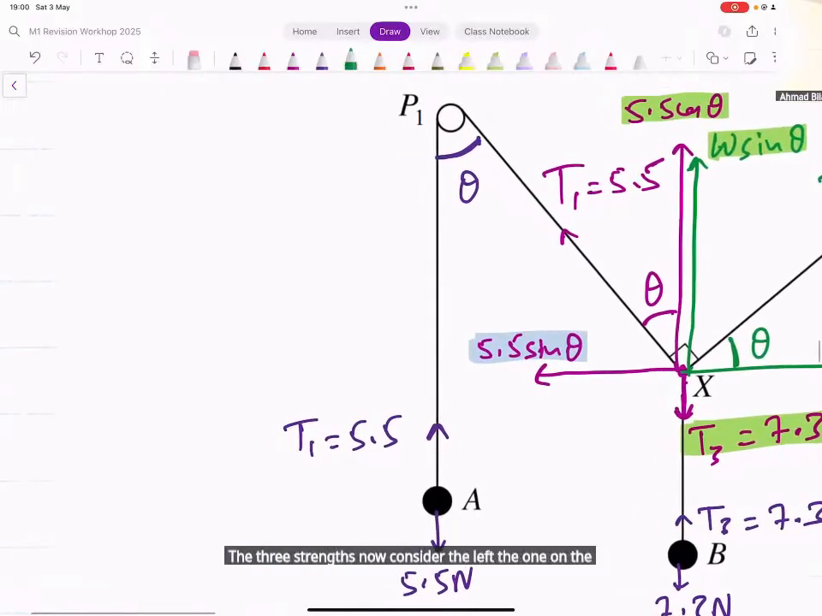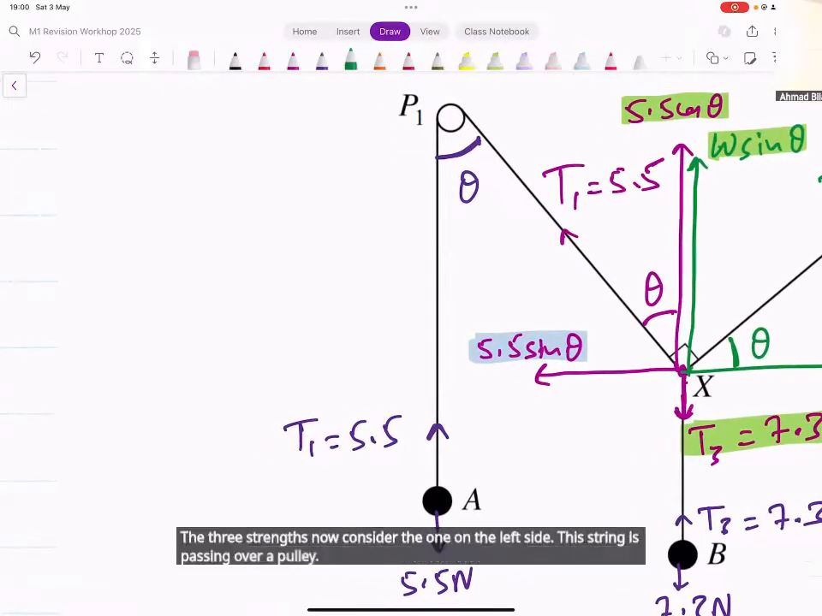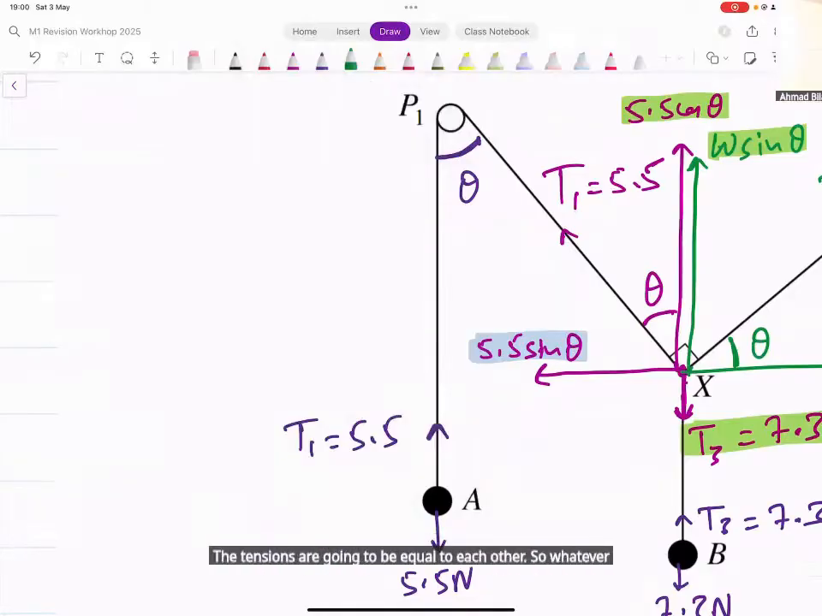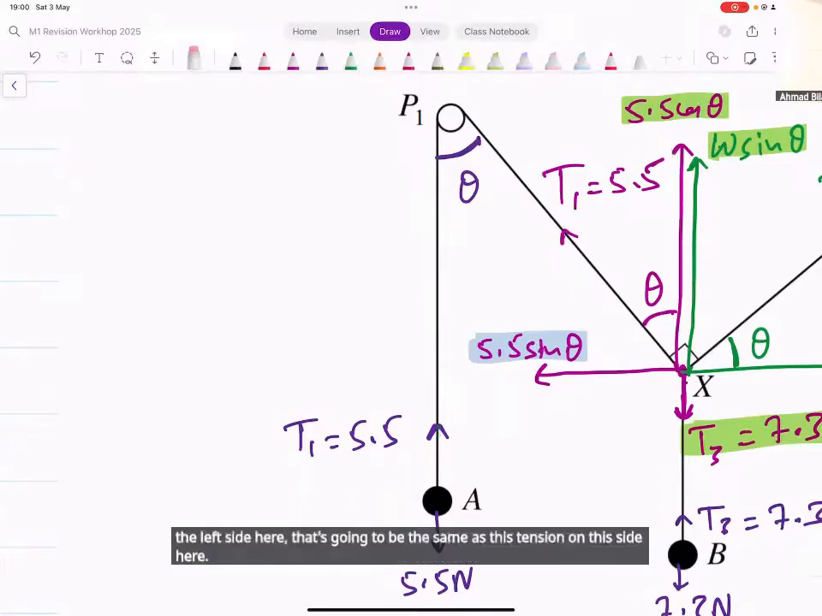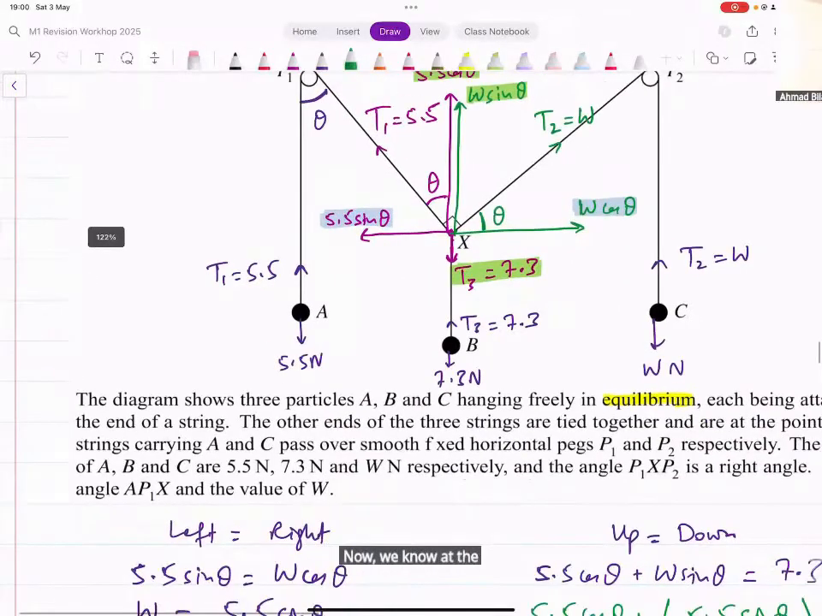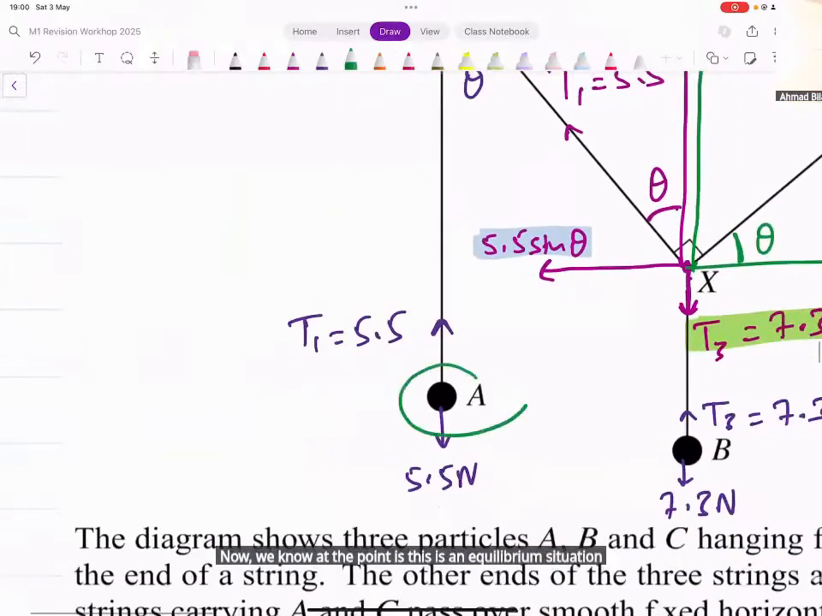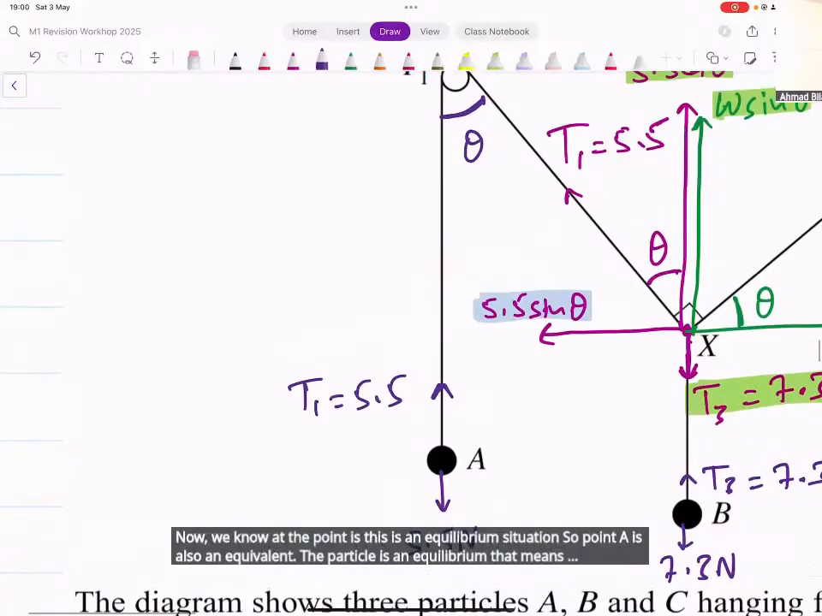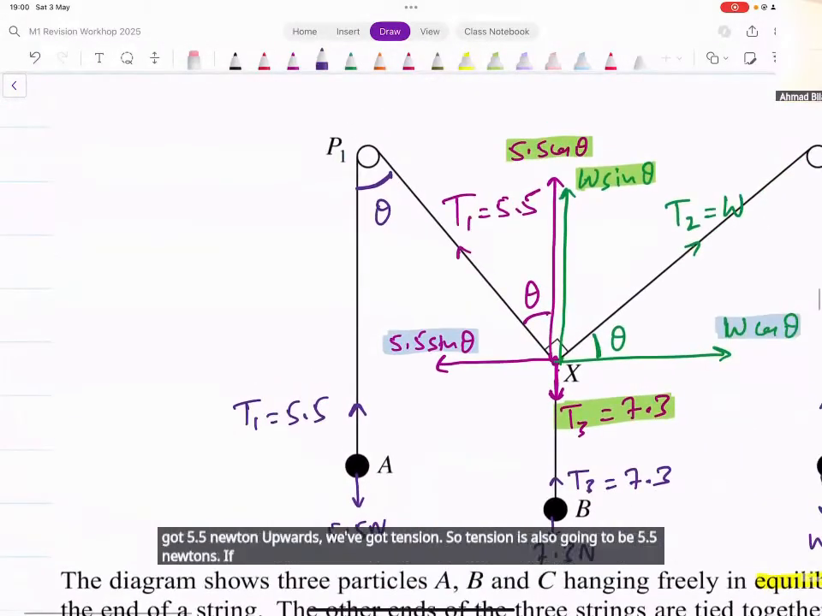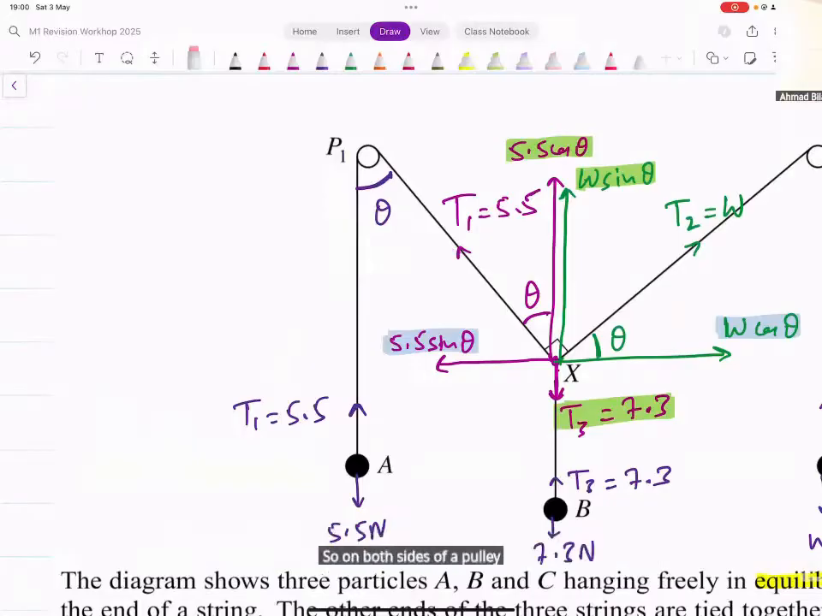This string is passing over a pulley. Now on both sides of the pulley, the tensions are going to be equal to each other. So whatever is the tension on the left side here, that's going to be the same as this tension on this side here. Now we know at the point A, this is an equilibrium situation. The particle is in equilibrium. That means downwards we've got 5.5 Newton. Upwards we've got tension. So tension is also going to be 5.5 Newton. If this is 5.5 Newton, that also implies that this tension on the other side is also going to be 5.5. So on both sides of a pulley, the tensions are going to be equal to each other.